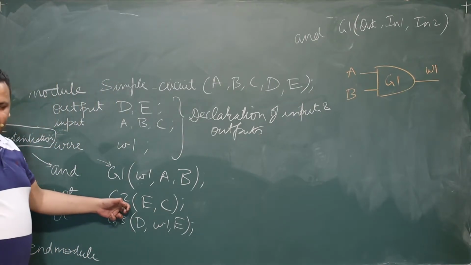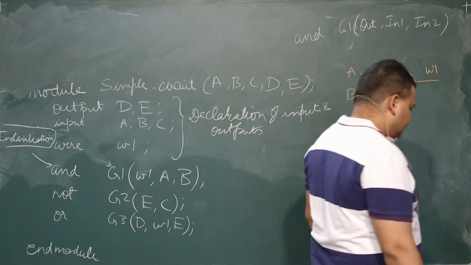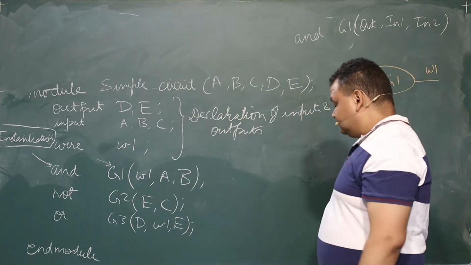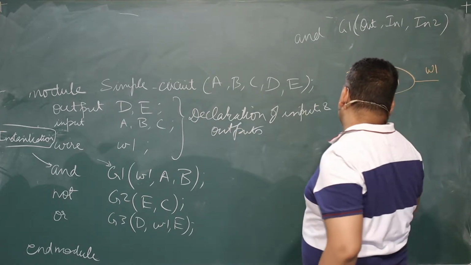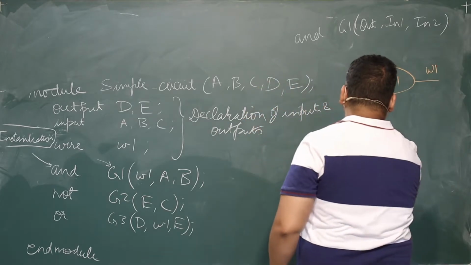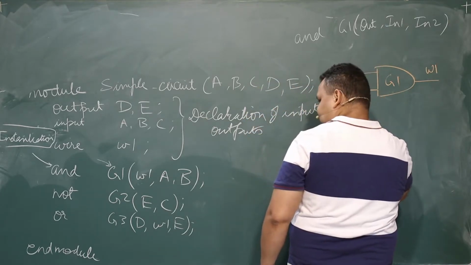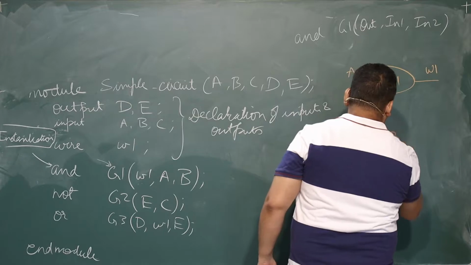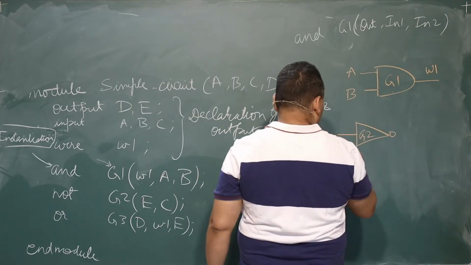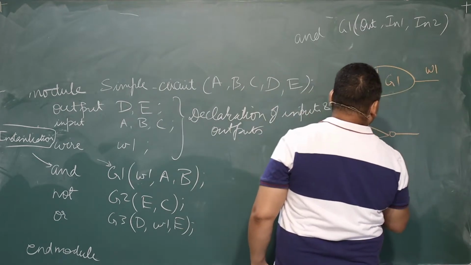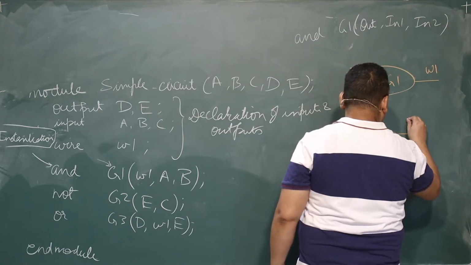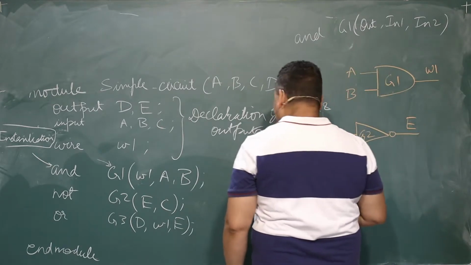Similarly, in a NOT gate, what do you think is going to be your output and input in this case? E would be the output, C would be the input. Yes, so let me do that as well. We have a NOT gate with C as the input, and the name of the gate is G2, so E is the output and C is the input.